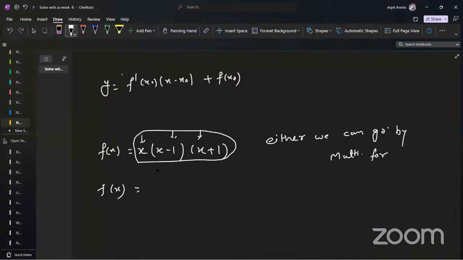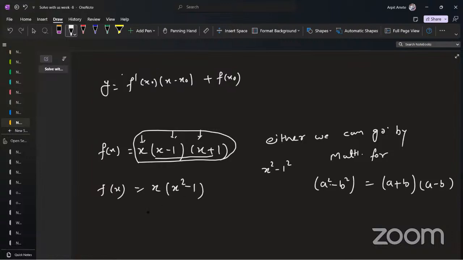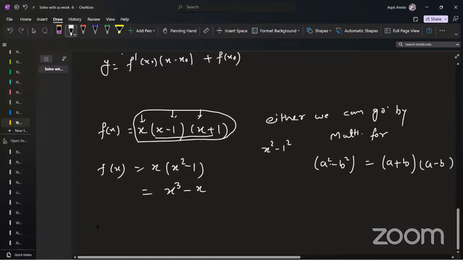Here, as you can see, these two terms are x minus 1 and x plus 1. This is x square minus 1 square, right? It is the a square minus b square formula: one time addition, one time subtraction. So here it will be x into x square minus 1. Now you can easily do this: x cube minus x. Now what will be my f prime? 3x square minus 1.